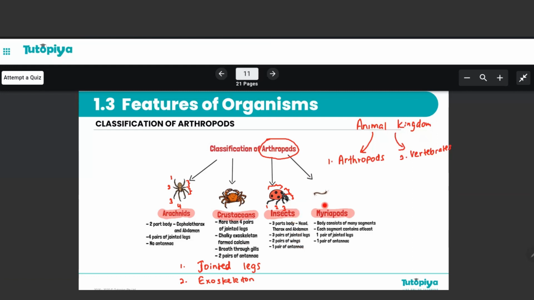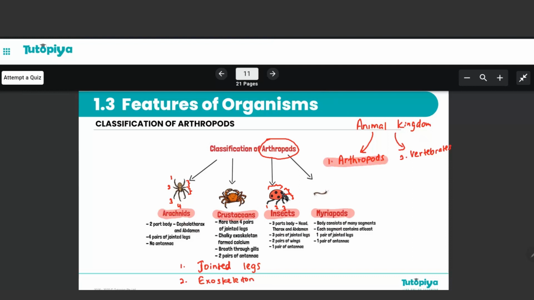And that brings us to the fourth group of the arthropods, which are the myriapods. And like I mentioned, this includes the centipede and the millipede. Now, the myriapods are a group of arthropods who have long bodies, and their body is divided into many segments. And if you study each segment, you will see that each segment contains at least one pair of jointed legs. And a closer look at this myriapod will show you that it also has a pair of antennae. So these are the four groups within the arthropods, and these are the main features you need to keep in mind. So that's about the arthropods.